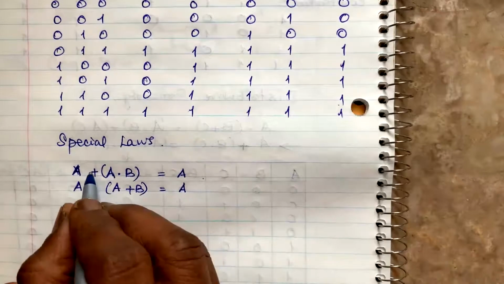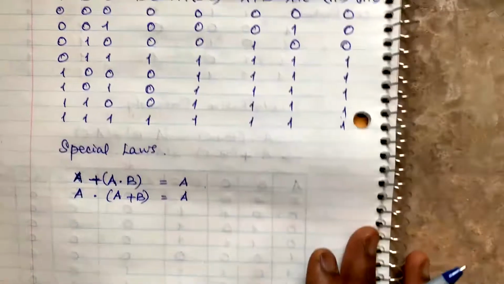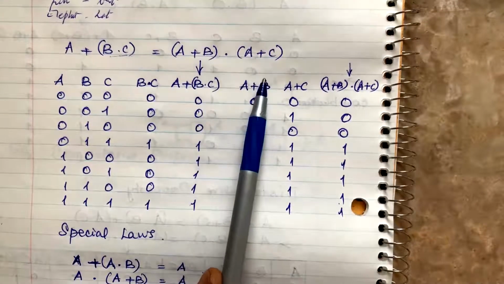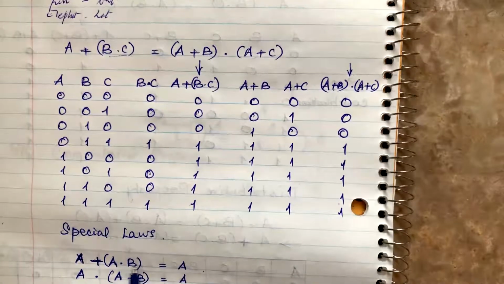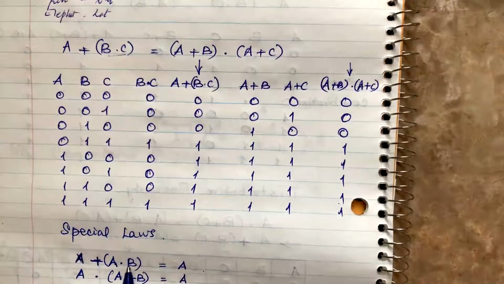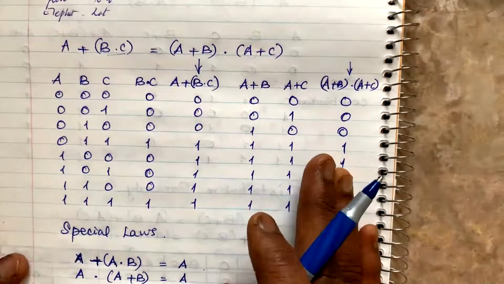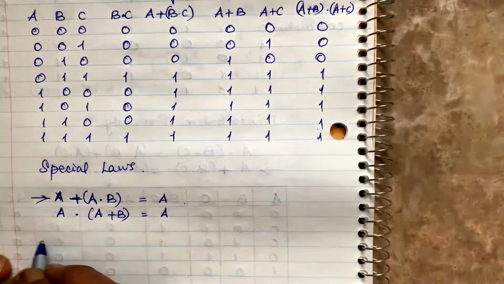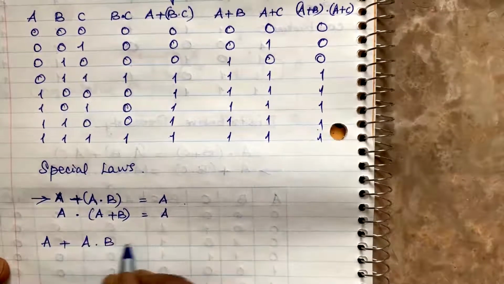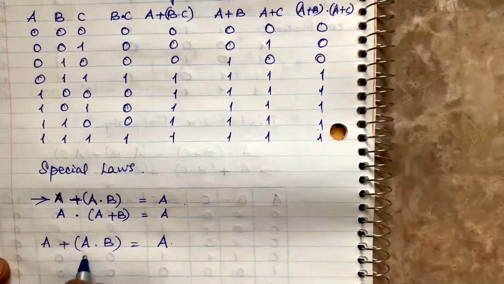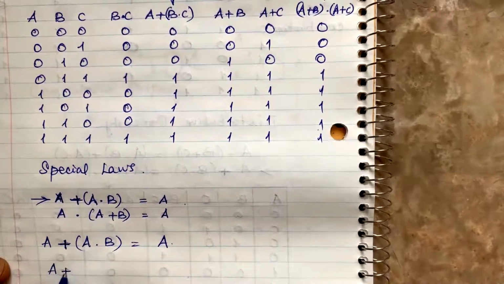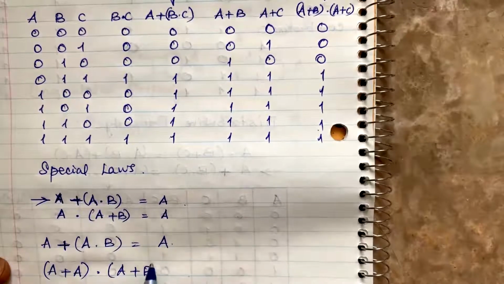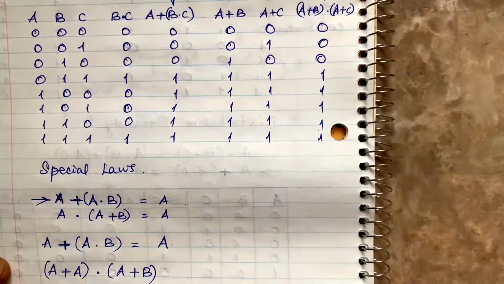So how do I do the distributive property? The just previous one, A plus B dot C, right? It's A plus B dot A plus C. So A plus A dot B is A plus A dot A plus B, right? So let me consider this. A plus A dot B equals A. Now I am saying A plus A is one and A plus B is the other one. Okay, only the left hand side.